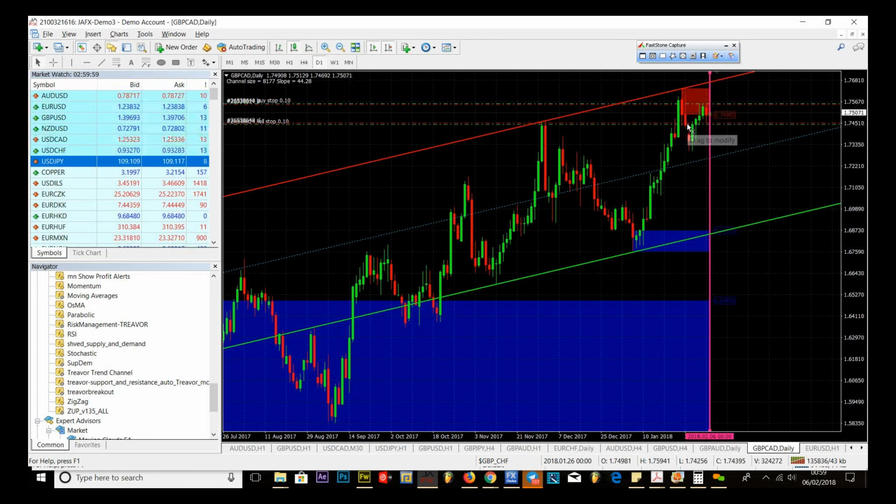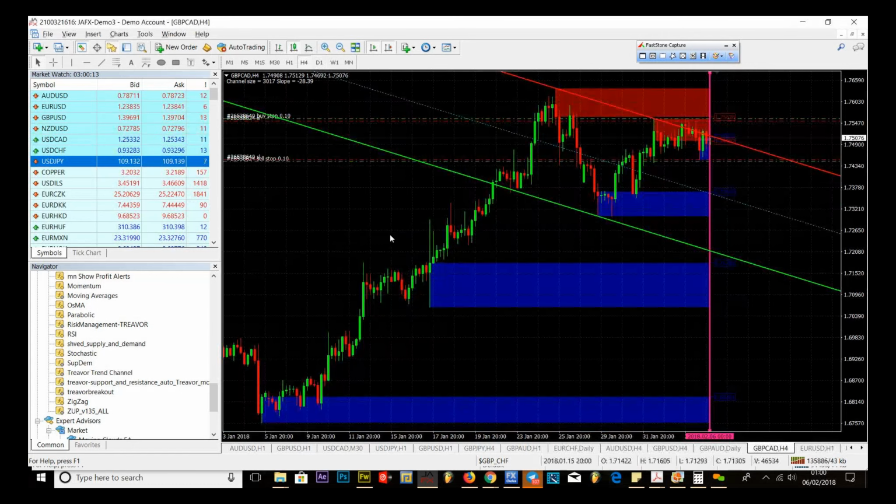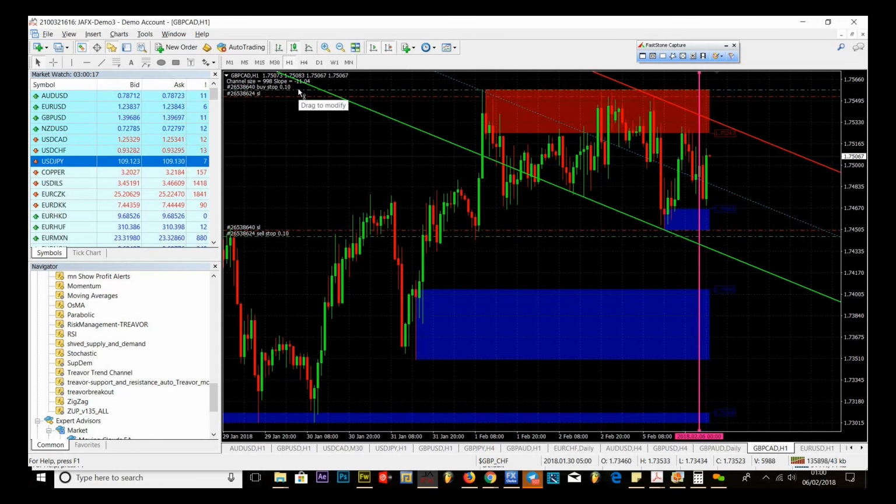Because if you look at it, it's already forming a flag here, it's forming a reverse, the pullback. So definitely it's going to come down. Look at what it's done before. It's probably going to do it again. So that's one other strategy. But like I said, it's open to everyone. Anyone can use any other strategy.